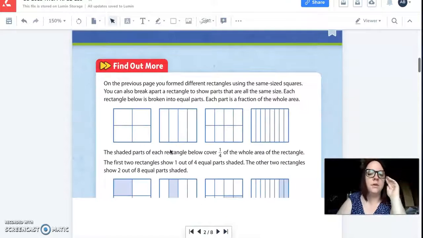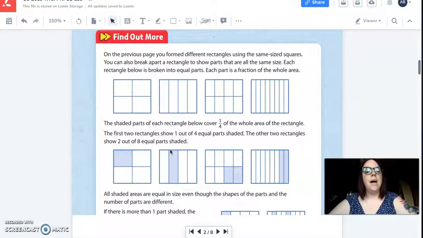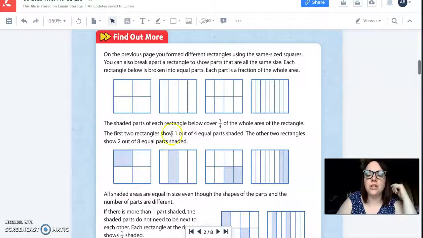All right, our next part, finding out more. On a previous page, you formed different rectangles using the same size squares. You can also break apart a rectangle to show parts that are all the same size. Each rectangle below is broken into equal parts. Each part is a fraction of the whole area. Okay, all of these rectangles are the same size.